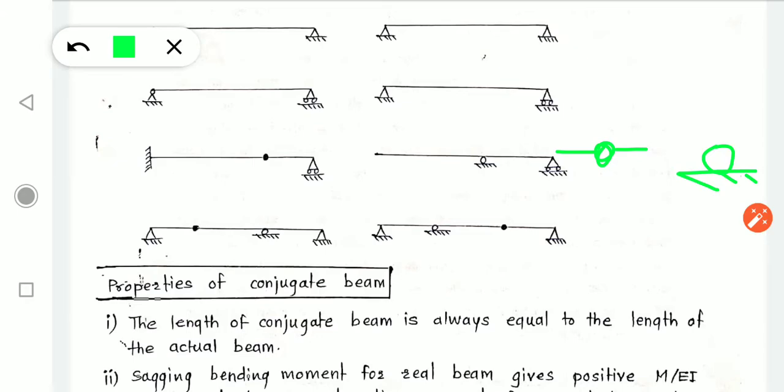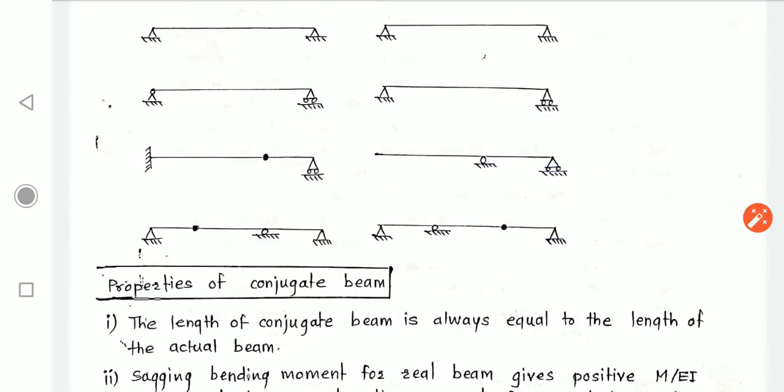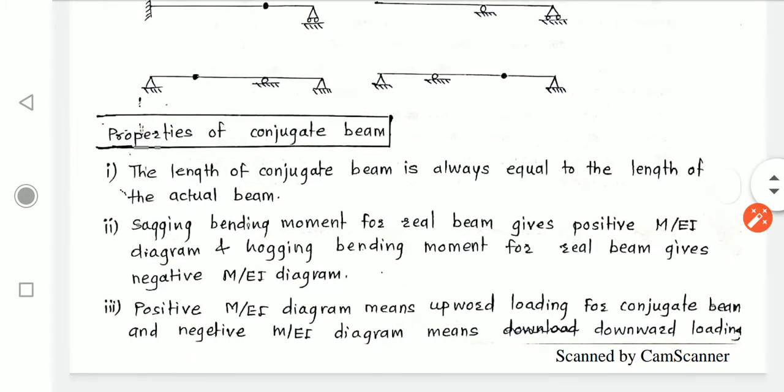If there is an internal hinge, you should turn it into an internal roller. And what if there is an internal roller? An internal roller will change into an internal hinge. Understood? Now the next thing is the properties of the conjugate beam.